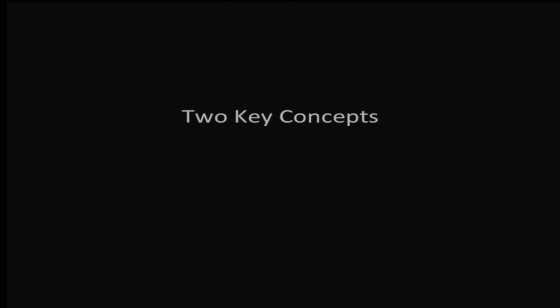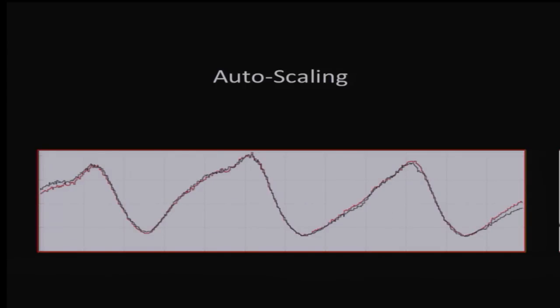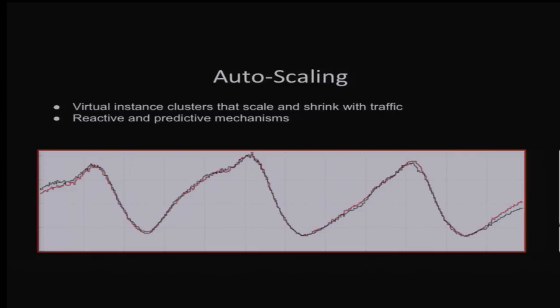The first one is the concept of auto-scaling, and in the Amazon world, auto-scaling works within a virtual instance cluster that scales up and down with traffic. This is a graph of our week-over-week trends, and you can see peaks and valleys as we move into the evening hours and move down into the early morning hours. We rely on both reactive mechanisms provided by Amazon's infrastructure, but we also have our own predictive mechanisms based on these trends. We actually know when things need to scale up, and so we can proactively start spinning up instances as we ramp.